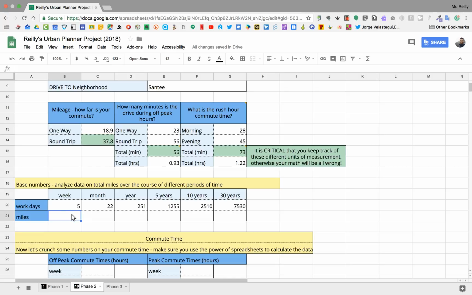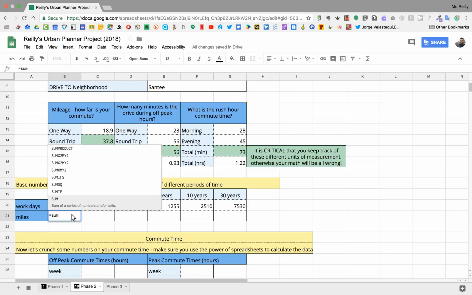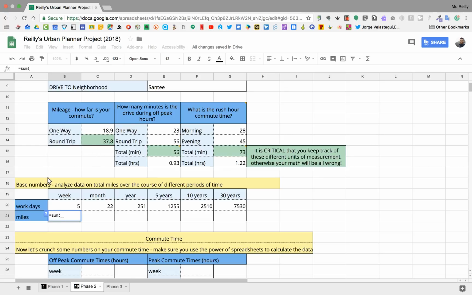So down here, I'm going to select my cell and hit equals sum. And I want my total. So we're doing mileage right now. So I'm going to hit total miles, shift 8 for the asterisk, multiplied by 5 days. And that gives me each week 189 miles. So it's a pretty simple formula. You just multiply this cell multiplied by the round trip total.